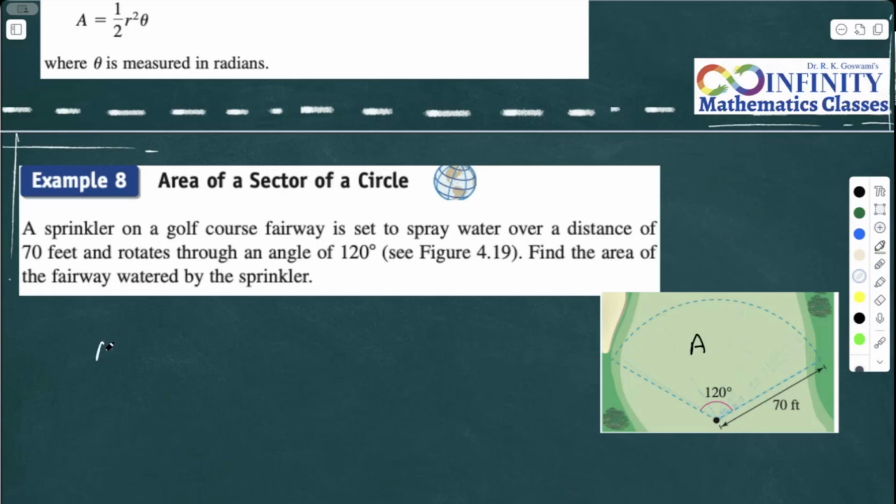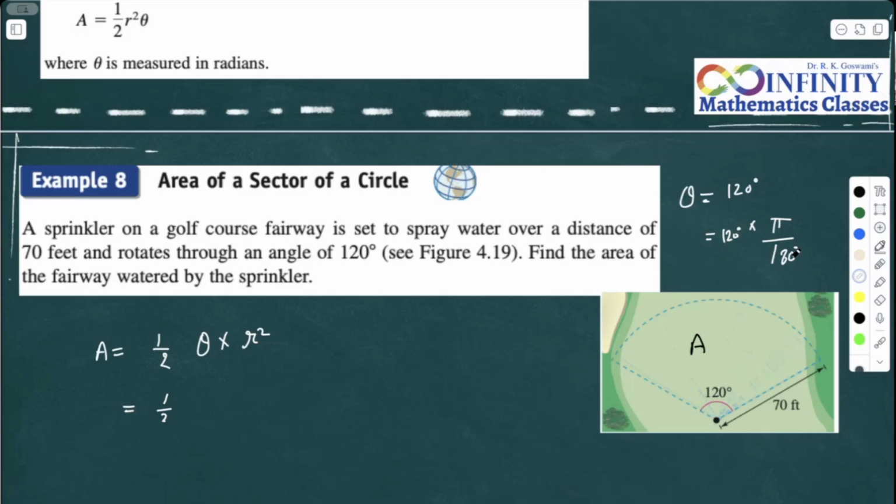So how should you find the area? It is going to be 1 by 2 theta into r square. So in this case, theta is going to be 70 degree, which is 70 degree multiplied by pi by 180 degree. Wait, wouldn't theta be 120 degrees? Oh, yes, you are right. My bad. It is 120 degrees.